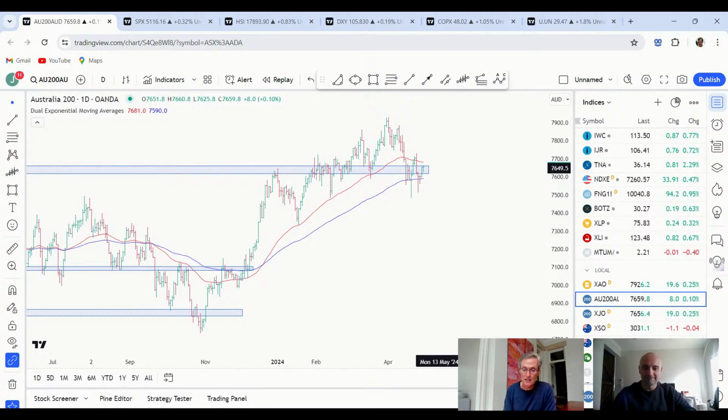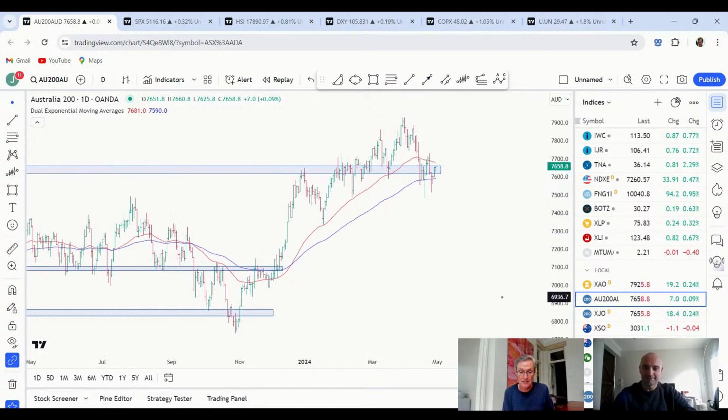I'm continuing to treat this as a pullback within a bullish trend, because so far I just don't think the evidence for a larger decline is currently there. Now, of course, that could develop, but at the moment, that's not what I'm seeing. So I'm working on the basis that the underlying trend remains up. But I think whilst that underlying trend is up, we're going to see some sort of a pause in the trend and some consolidation.